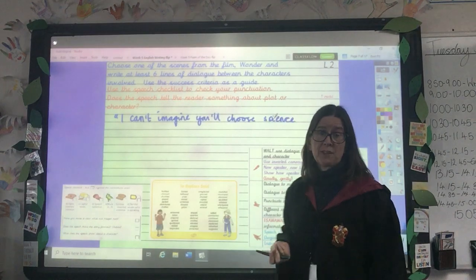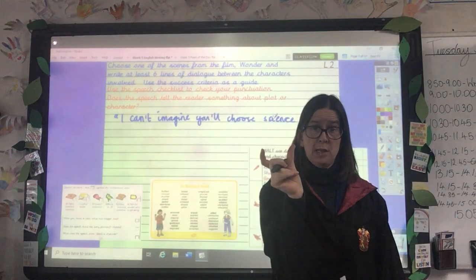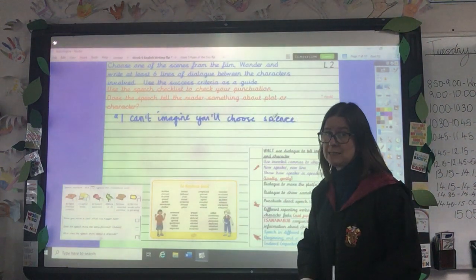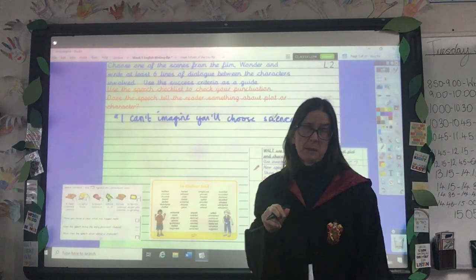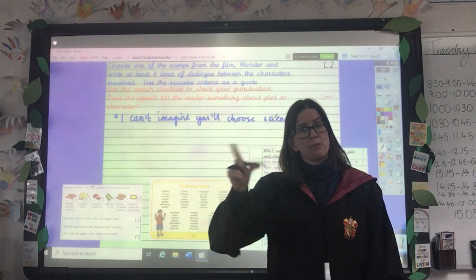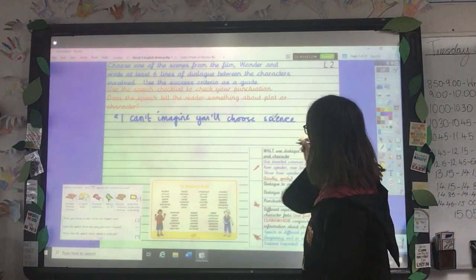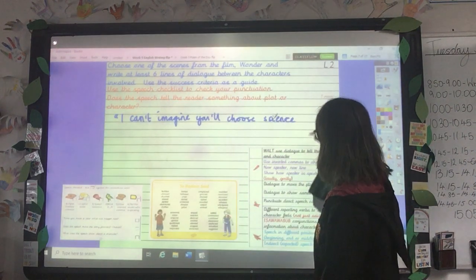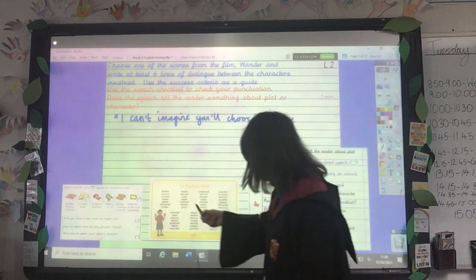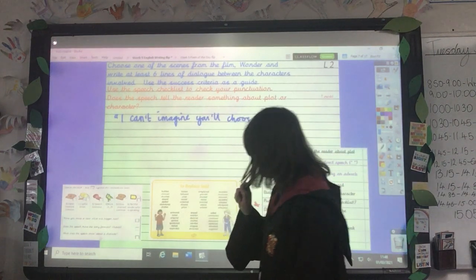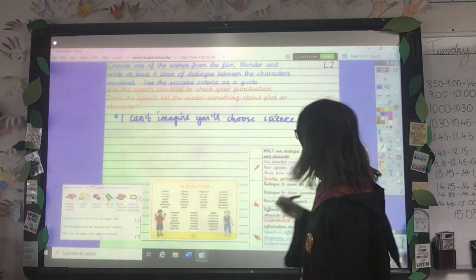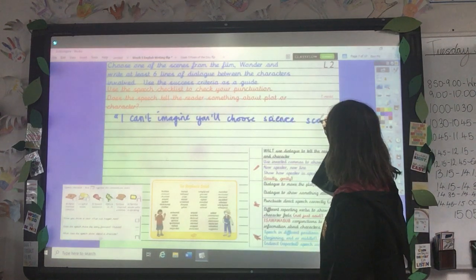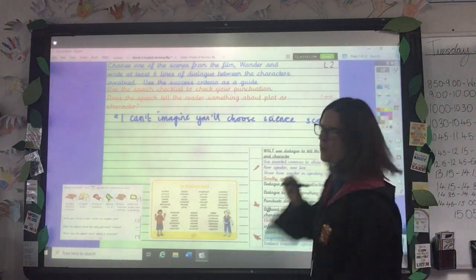So I think this is one of those sentences where I might put the person who's talking in the middle, like I did in my nasty writing, because it's quite a long piece of speech and I just think it splits it up and the reader knows who's talking. I can't imagine you'll choose science. Now I'm not going to say said Julian. I think Julian's talking like this. I can't imagine you'll choose science. So I'm going to put scoffed Julian.